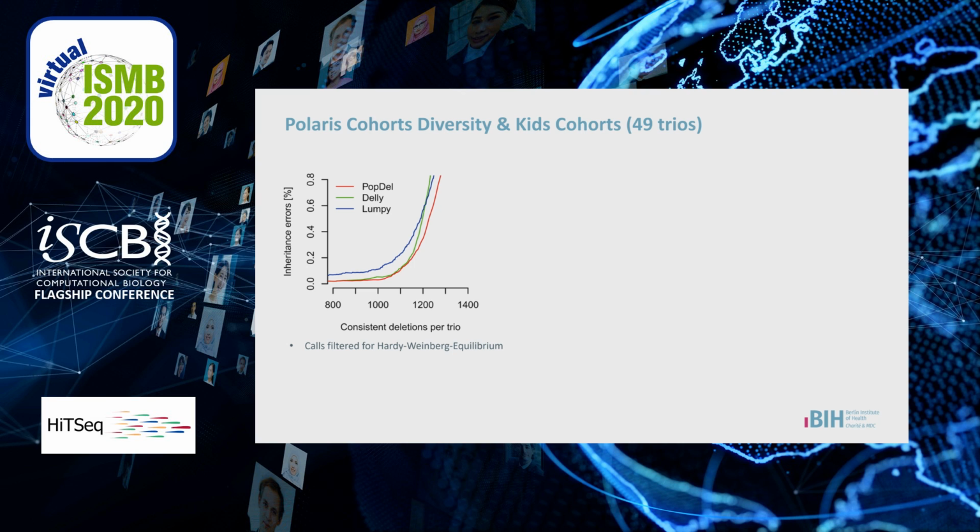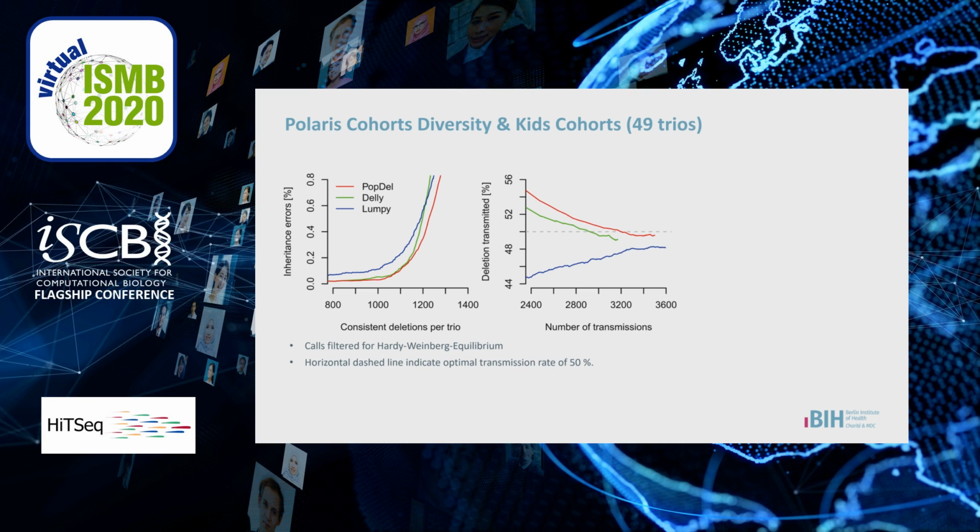For the next plot, we wanted to know how the tools perform in the case of rare variants. Therefore, we measured the number of deletions that were transmitted from parents to the child if only one of the parents carried one allele with a deletion. Ideally, you would expect that this deletion is transmitted from the parent to the child in 50% of the cases. As the plot shows, PopDel is closest to this value while still maintaining a high number of transmissions.